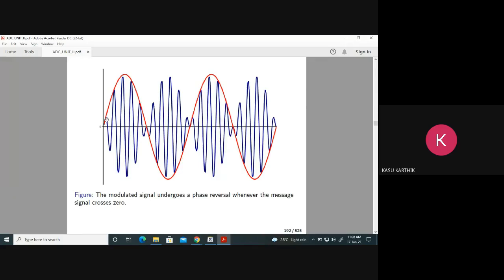So this red color line is the message signal. What happened? Whenever this message is crossing zero, this is the zero axis, no? Whenever this message is crossing zero, there is a phase reversal. Observe here. Here is a phase reversal. What is the point here? This message signal, in the red color, is crossing zero. Same thing happens here. Whenever the message signal is crossing zero, at that point, phase reversal is happening. Here also you can observe.